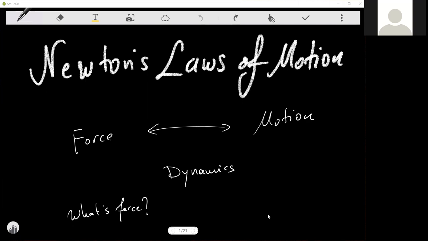So that's basically our starting point. And from the starting point, we are going to deduce other things. We are going to deduce the concepts of, for example, energy and things like that, right? Most of the concepts that we use in physics have a basis in the laws of motion.